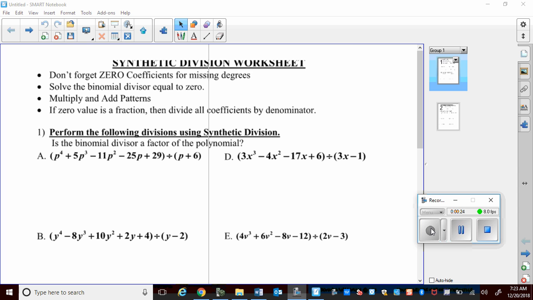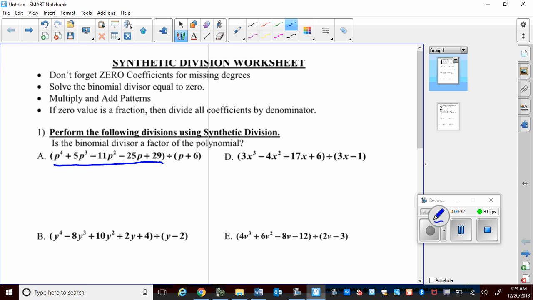So the two important parts to be able to synthetically divide is recognizing the polynomial that you are dividing and where your factor is located. In the green, you're going to find your factor.